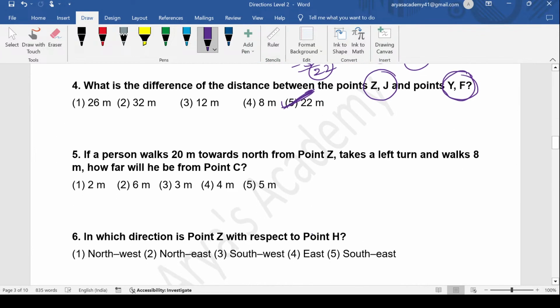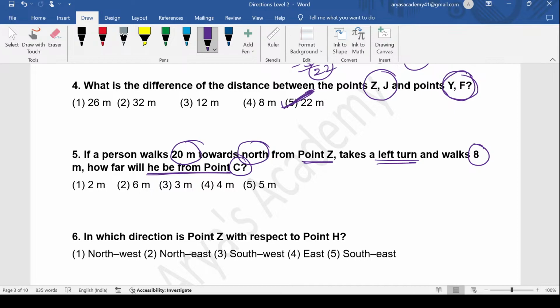Next, question number 5. See, this is an assumption based question because certain points may not be there, but they are telling you that if a person walks for how much? 20 meters, and in which direction? North. From which point? Z. So, if a person starting from Z walks towards north for 20 meters and then takes a left turn and then walks again 8 meters, how far will he be from point C?